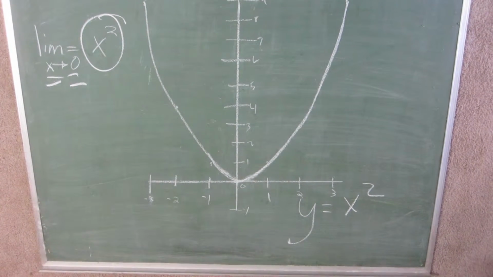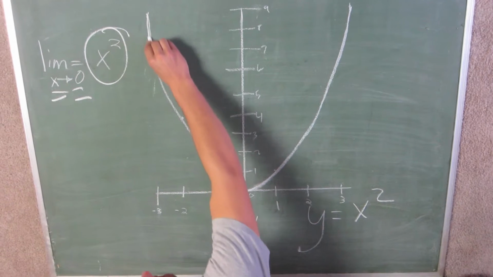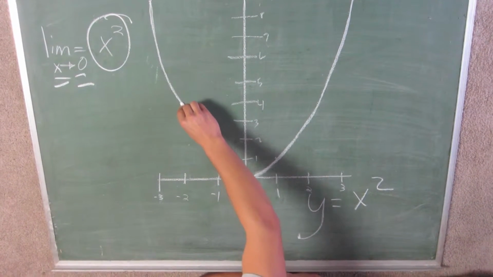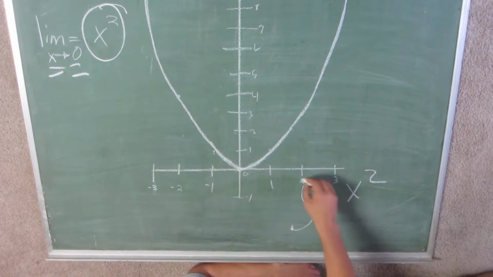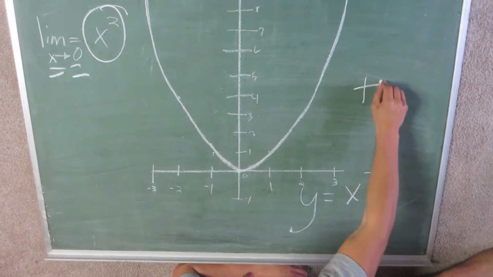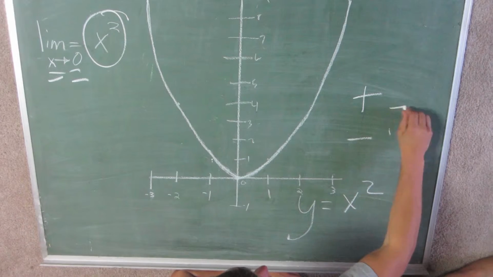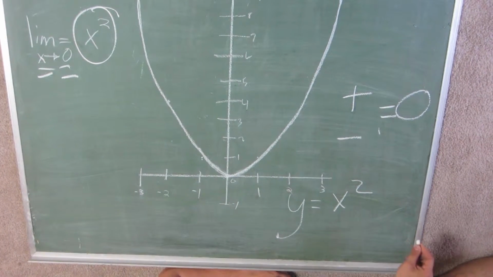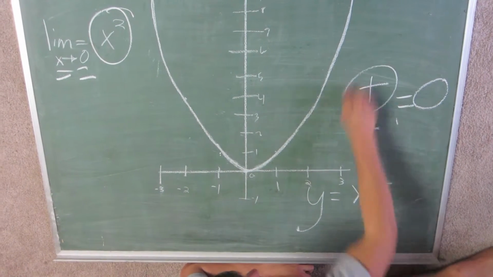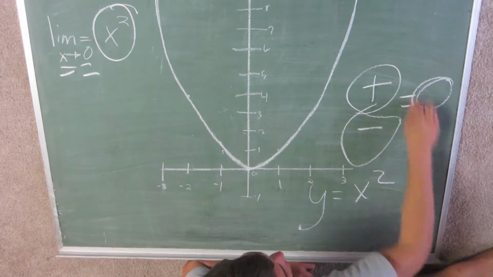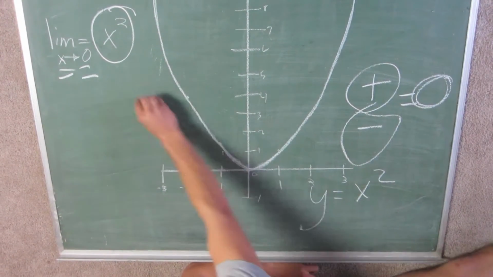What about from the left side? We're going to come down from the left. Is it going to hit 0? Yeah, it'll hit 0. And since from both the right and the left the graph goes to 0, the limit does exist. Since they both agree that the limit will be 0, the limit is 0.